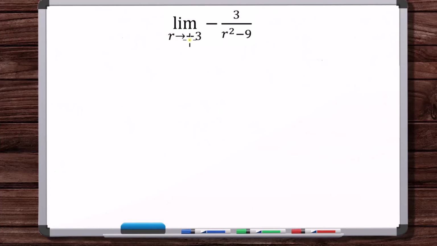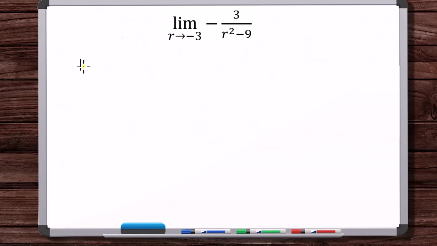Okay, the limit as r approaches -3 of 3 over r squared minus 9. So plugging in -3 for r, the denominator is going to 0, but the numerator is 3. So this is a vertical asymptote. Now, is this a case where the function is going to plus or minus infinity on both sides of -3?